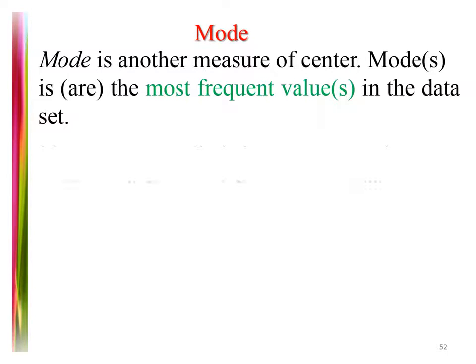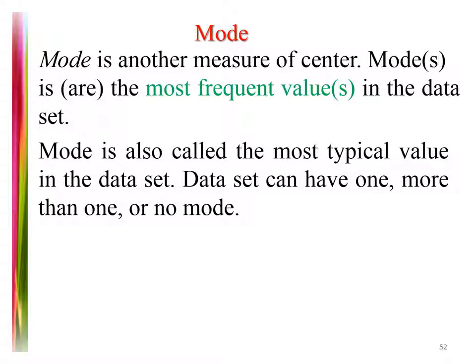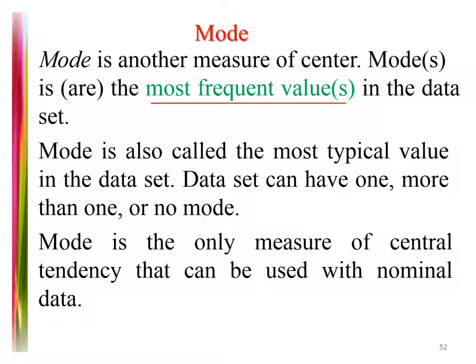Alright, so next, the mode value. Mode is another measure of center. The mode means the most frequent value or values. In some situations we may have more than one mode, two modes, or more than two modes, three or four modes. This is the most typical value in the data set, and there can be one, more than one, or in some situations no mode. The mode is the only measure for nominal type data.